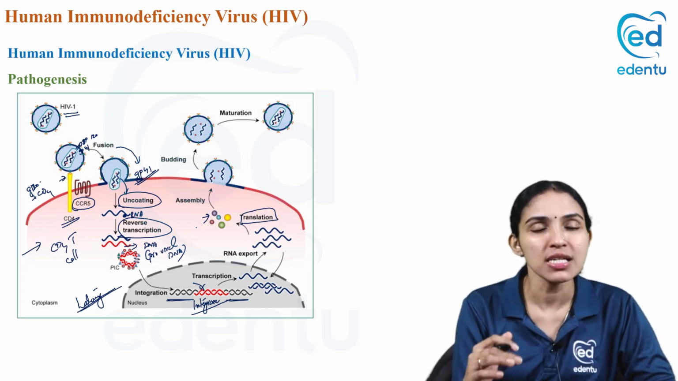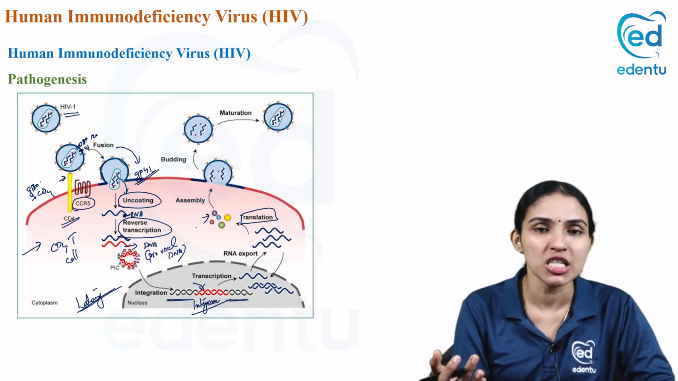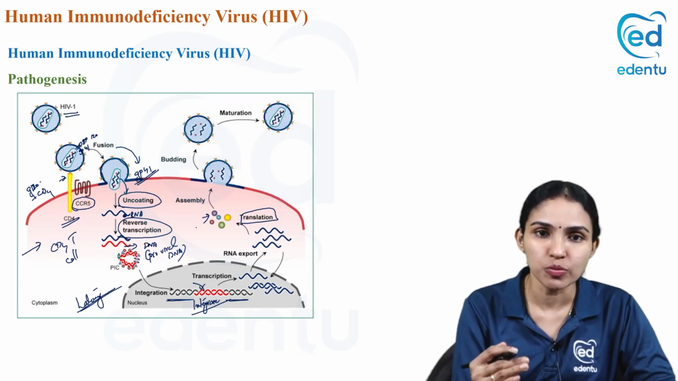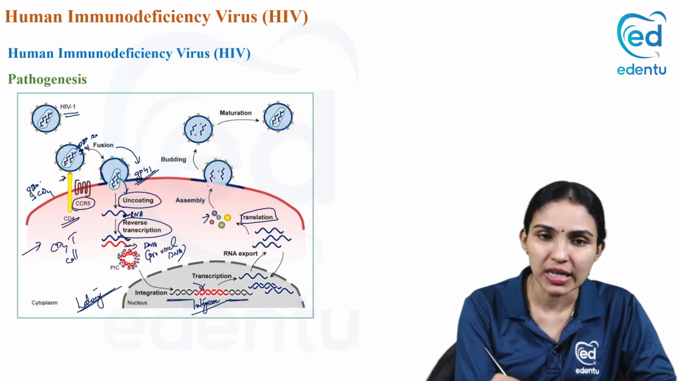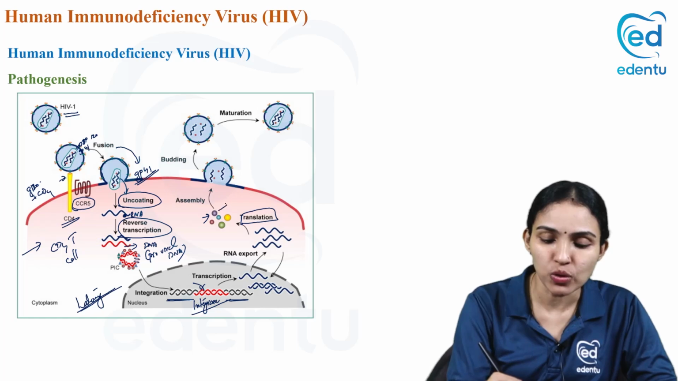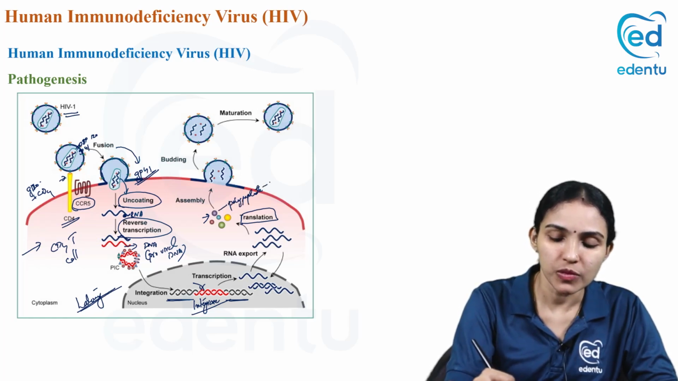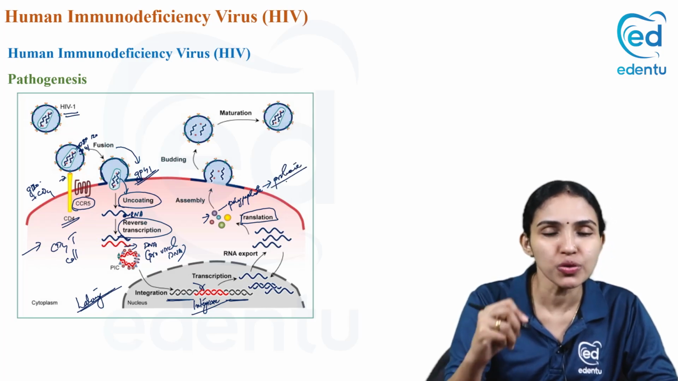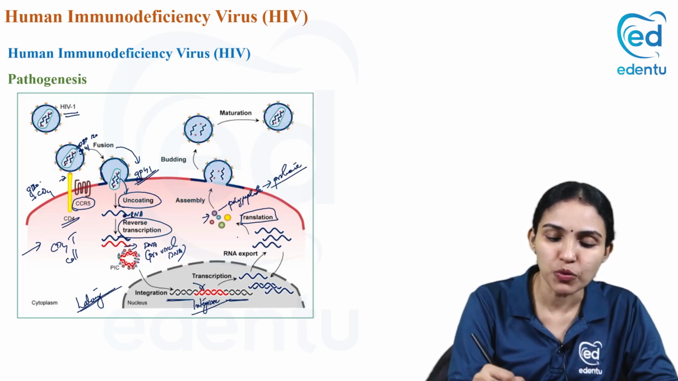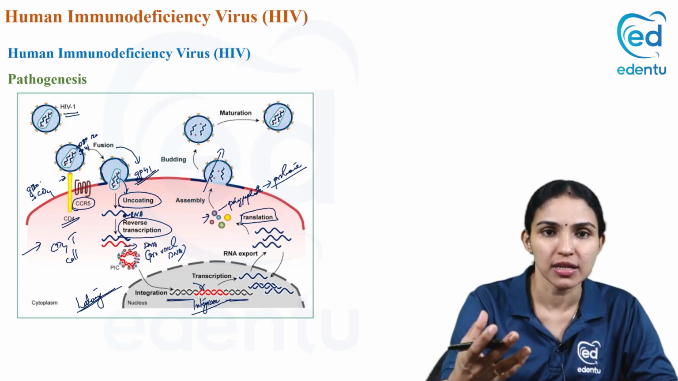Later on, this DNA is transcribed into RNA in the cytoplasm of the cell. It is translated into proteins, and these proteins will get assembled and formed as a long polypeptide chain, which is broken down by the protease enzyme of HIV into individual proteins. So these proteins will be assembled together, and after assembly, it will be budding off from the cell outside.